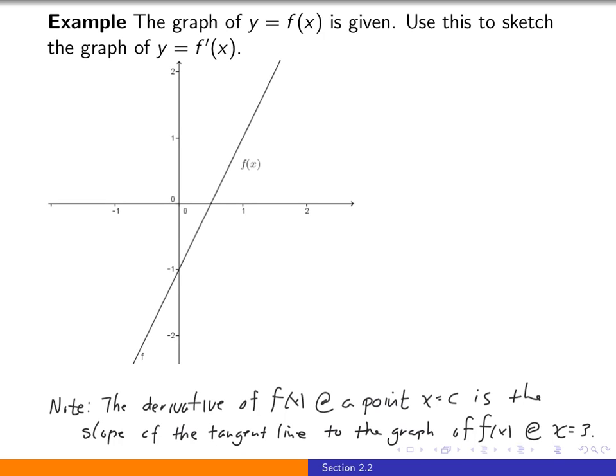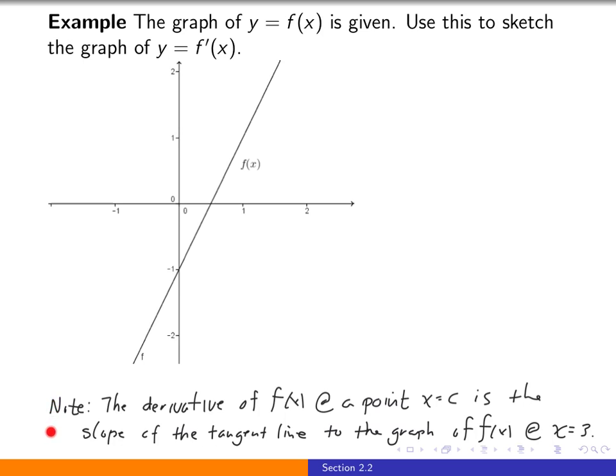In this video, we are going to investigate several more common types of problems that we will encounter involving derivatives. The first of which: the graph of a function y equals f of x is given here, and what we would like to do is use this graph to sketch the graph of its derivative.